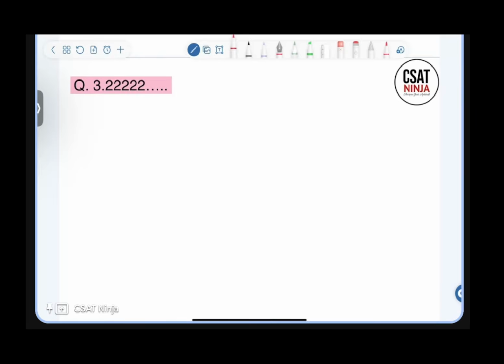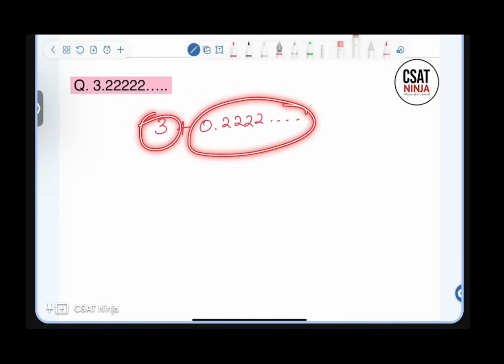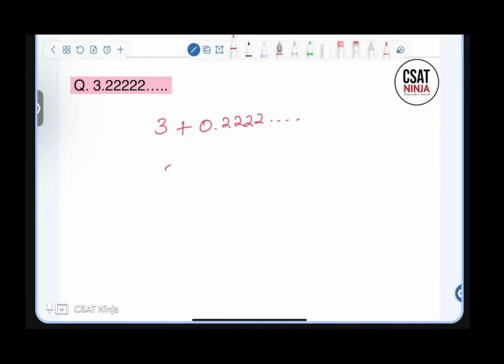Okay, if you have a number like this, what we will do is write the number that is ahead of the point, and after that put plus 0.2222 and so on. We know how to represent this. So 3 plus 0.2 bar. If this number is repeating, we write 2 divided by, since only one number, only 2, is repeating, I'll just write 9.